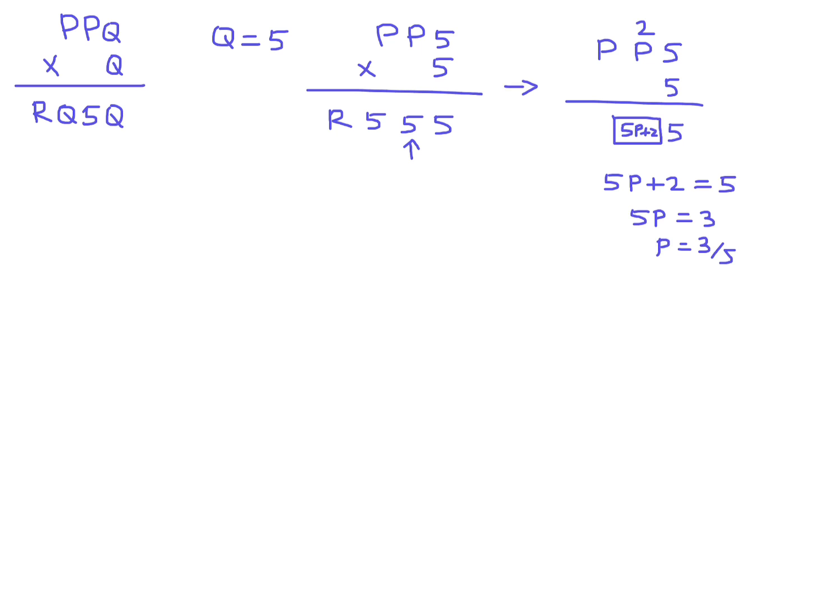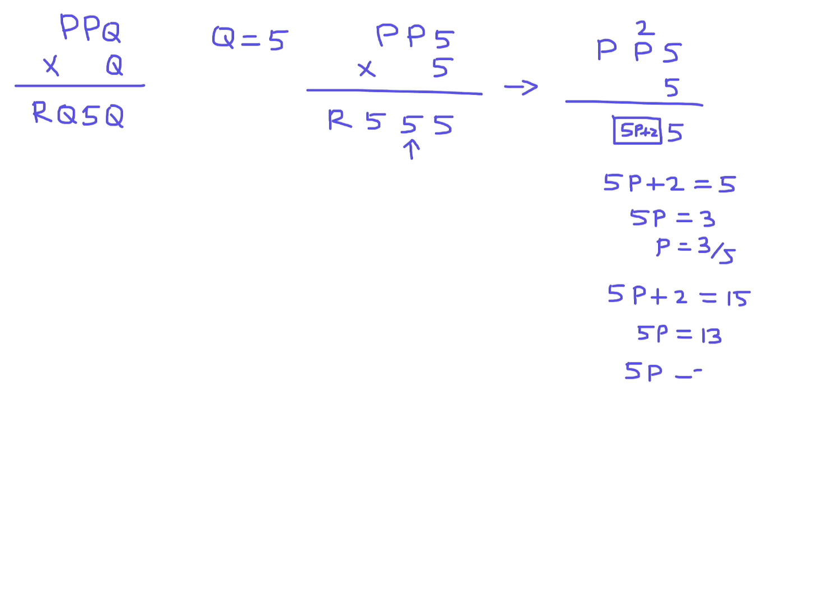But one thing I did notice is that 5P plus 2 doesn't necessarily have to be 5, right? It could be something that ends in 5, because this we have written as 55. So it could eventually be made into 55 by adding something else. So how about if 5P plus 2 was 15? Let's see, do we get an integer value for P? 5P would therefore be 13, and unfortunately we don't get an integer for P.